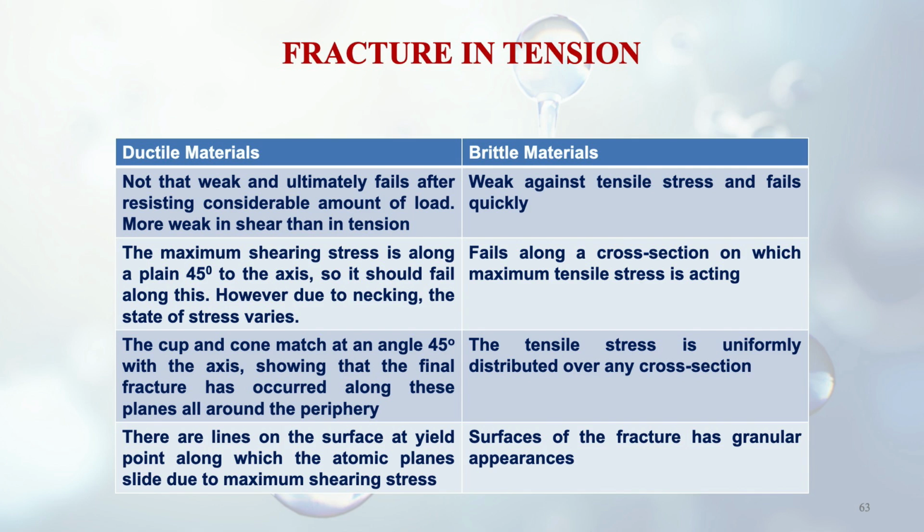It is like a cup and cone, and they match at an angle of 45 degrees with the axis, showing that the final fracture has occurred along these planes all around the periphery. And the tensile stress in case of brittle material is uniformly distributed over any cross section. In case of ductile materials, there are lines on the surface of the yield point along which the atomic planes slide due to maximum shearing stress, whereas in case of the brittle material, surfaces of the fracture have granular appearances.